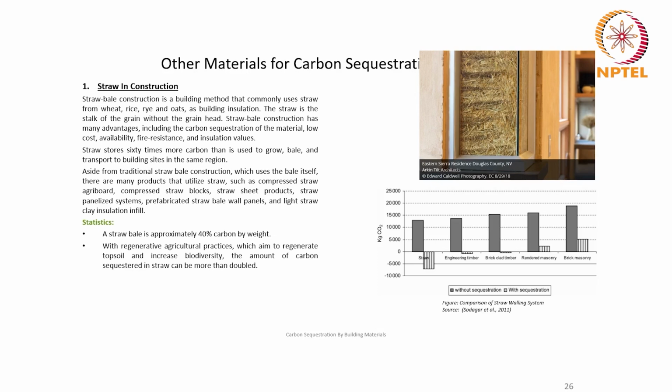With regenerative agricultural practices which aim to regenerate topsoil and increase biodiversity, the amount of carbon sequestered in straw can be more than doubled. Here you can see the comparison of straw without sequestration and with sequestration, and you can see how straw is one of the most carbon sequestered materials compared to engineered timber, brick clad timber, rendered masonry, and brick masonry.